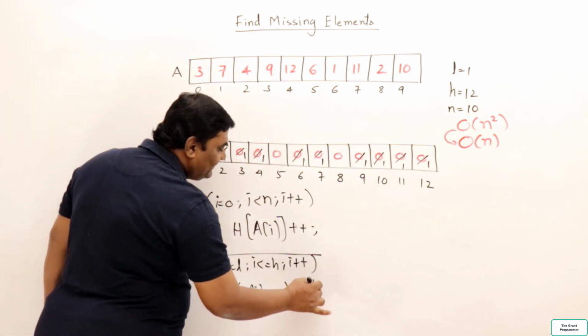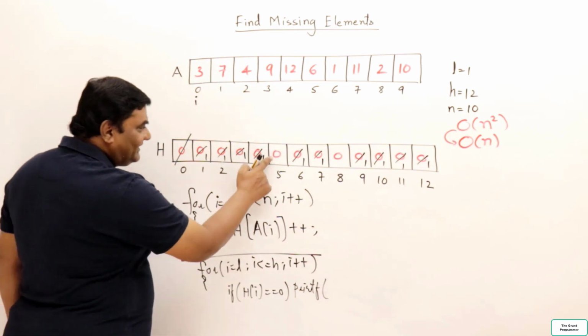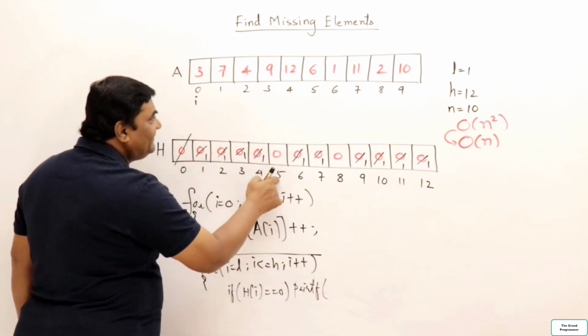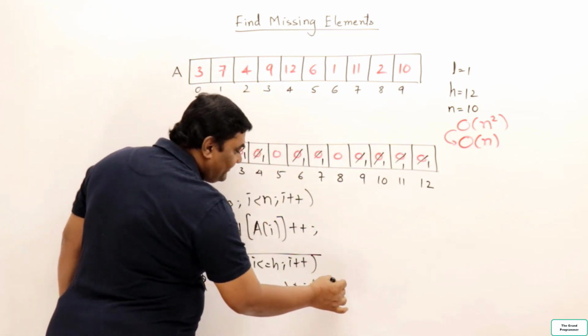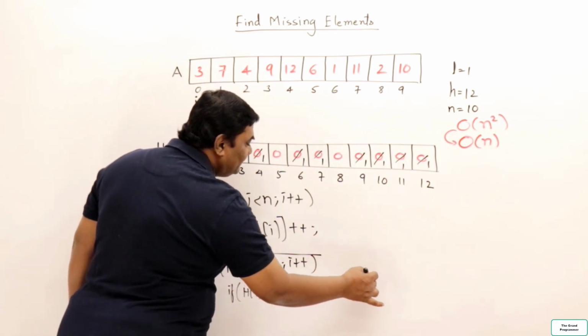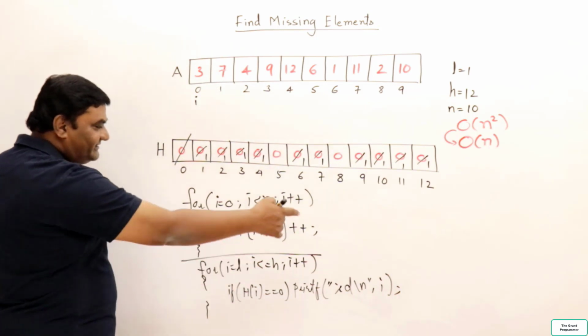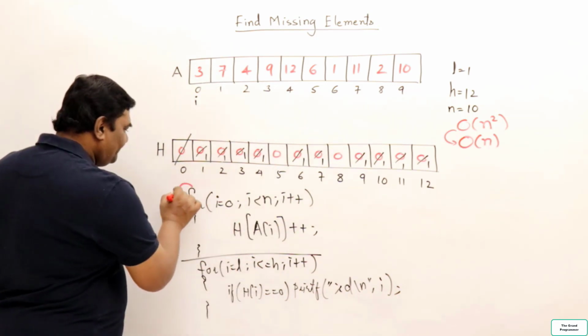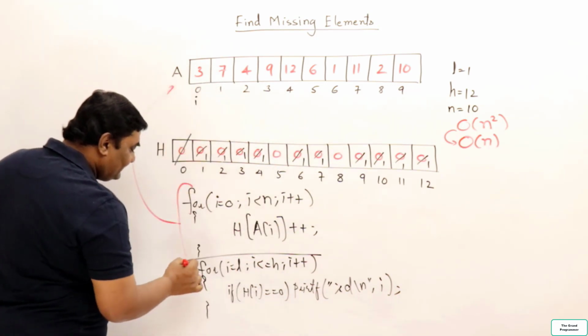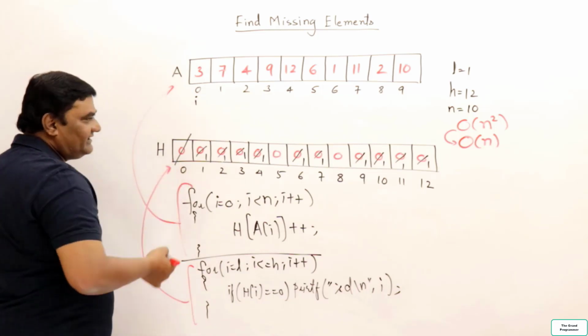So simply I will printf. Which element? Like h of 5 is 0, so 5 is not there, right? So printf percent d, new line, and I will say i. So that is the index. So that's all. In a single line I have written it. So this for loop is for scanning through this array and this for loop is for scanning through this array.